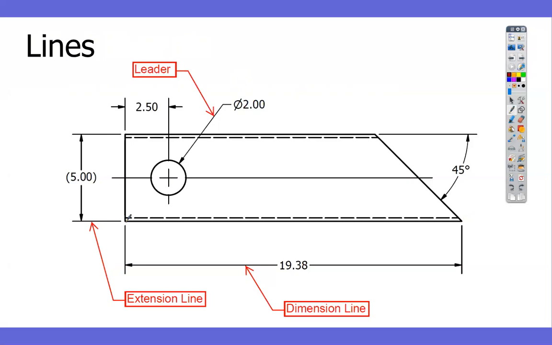Make sense? So what kind of a line is this? Extension, right? It's coming from the part out to where the dimension is. What kind of line is that? It's dimension. It's got arrowheads on it, from one extension line over to the other, with the dimension in the middle of it. Leaders are always straight lines coming out, usually from holes and things like that. Questions?